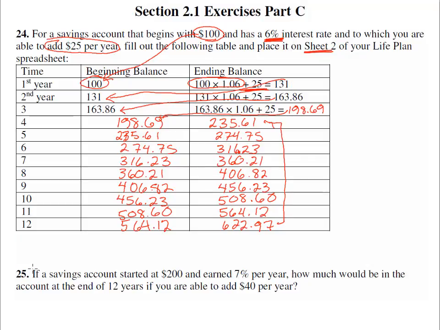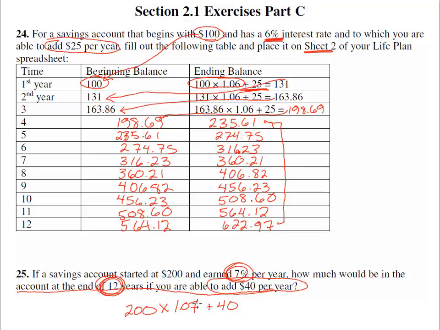If a savings account started at $200, so we would stick a 200 at the beginning, and earned 7% per year, how much would be in the account at the end of 12 years if you were able to add $40 per year? So we're going to go 12 years and 7%. So we're going to be timesing by 1.07 and add $40 per year. Now this keeps it from being so nice as number 23, where all we had to do was take 1.07 to the 12th power and times it by 200.